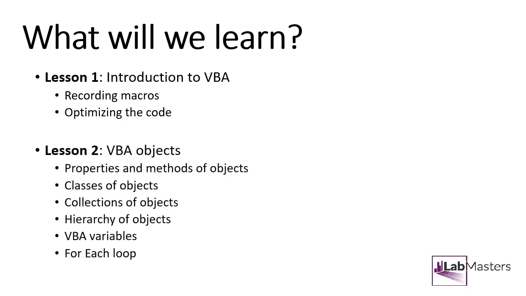In the second lesson, we will learn that VBA is an object-oriented language. We will see what are the properties and methods of objects in VBA, what are objects collections, and what is the hierarchy of these objects. We will also create our first VBA variables and we will get to know the for each loop.